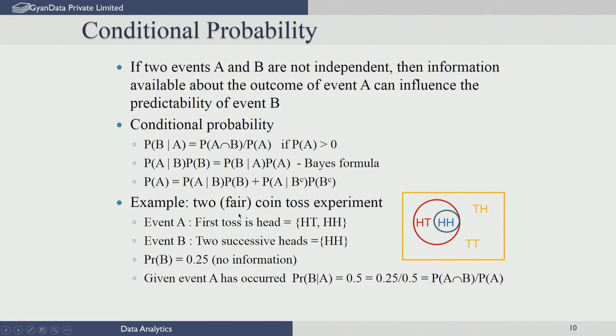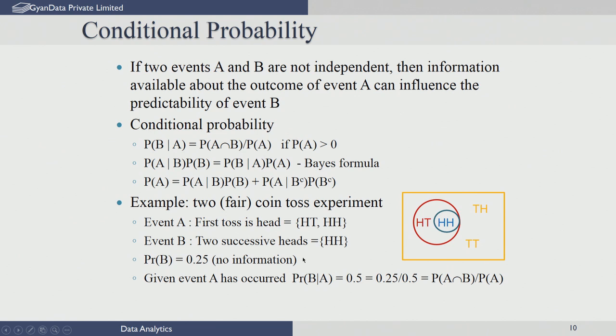So let us illustrate this with a two coin toss experiment. Let us consider the event A, which is a head in the first toss, and event B, which is two successive heads. Notice that A and B are not independent, which you can easily verify by computing the probabilities. If you do not give me any information about event A, I will tell you that the probability of two successive heads is 0.25, which is the probability of heads in the first toss multiplied by the probability of heads in the second toss.